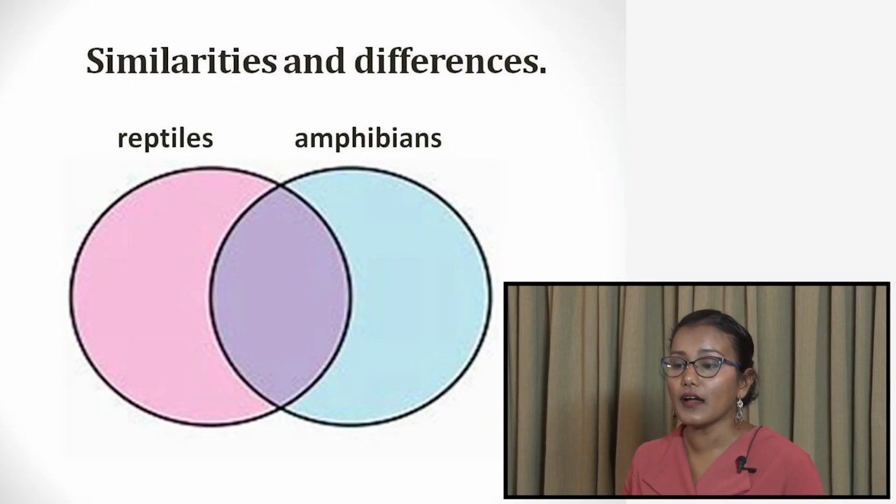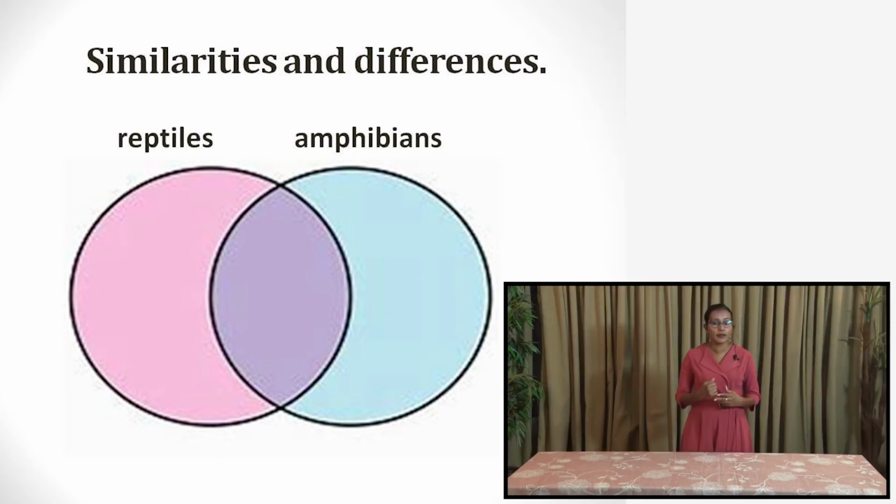Here, again, we have the diagram to show the similarities and differences of reptiles and amphibians. In the middle, where the purple color is, you're going to look at the common characteristics of both reptiles and amphibians. In the pink section, you're going to look at the characteristics of reptiles that are different from the amphibians. And on the blue side, you're going to look at the characteristics of the amphibians that are different from the reptiles. You're given 5 minutes to complete this task.